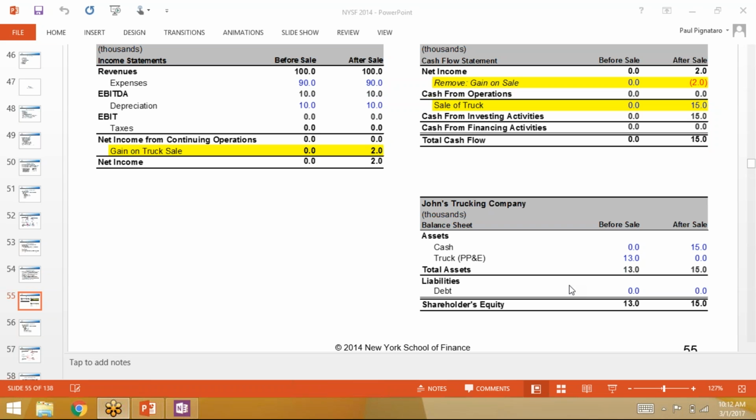But that's for MACRS, right? Nope, that was straight line. That is for straight line. Divided by 10, that's straight line. For MACRS, you would use the half-year MACRS formula.